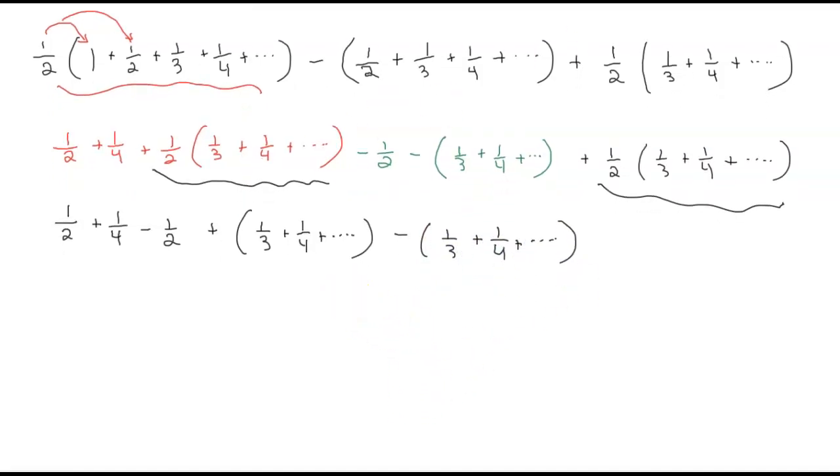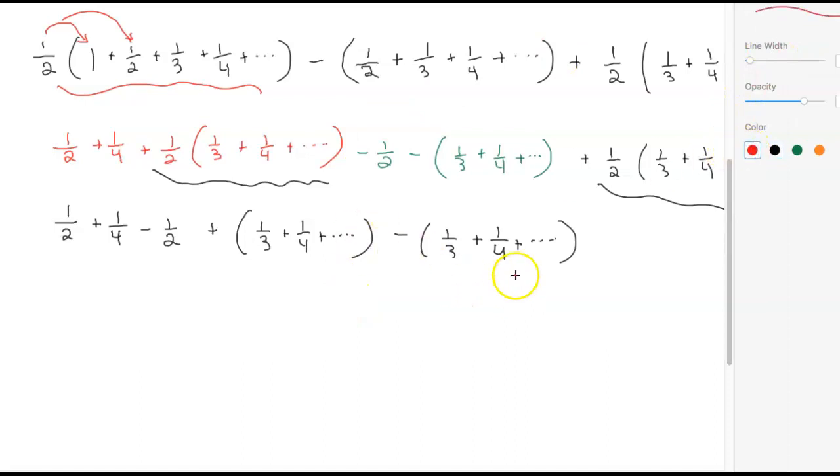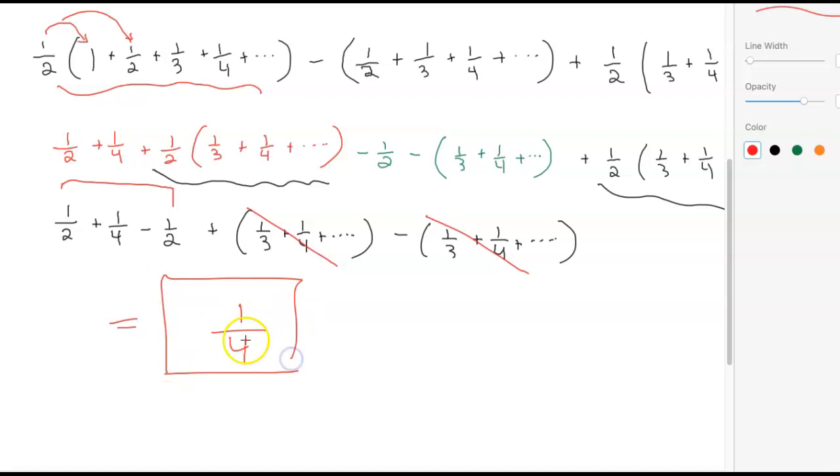So you can see that these two infinite sums will cancel out because they're the same exact thing and you're subtracting one from the other. And then with this one, we have a 1/2 minus a 1/2, which is 0. So this whole thing just equals 1/4. Okay?